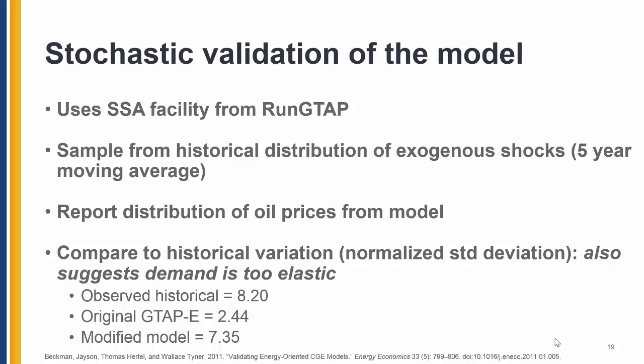As a result, the lead author on this work, Jason Beckman, went back, studied the literature, and found that, lo and behold, the price elasticity of demand in most uses was quite a bit smaller than in the GTAP-E model. When he incorporated that into the GTAP-E model, the modified model gave a normalized standard deviation that was much closer to the observed historical component.